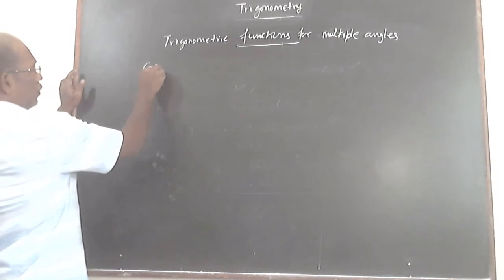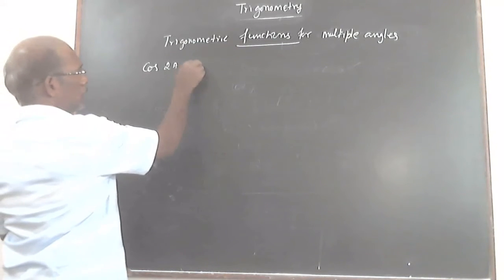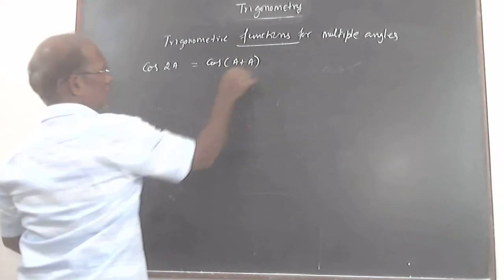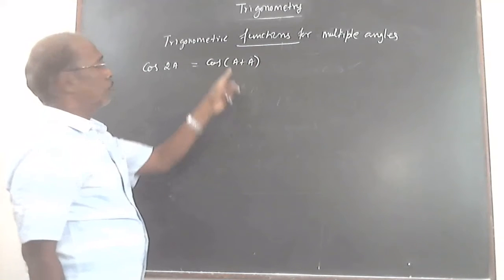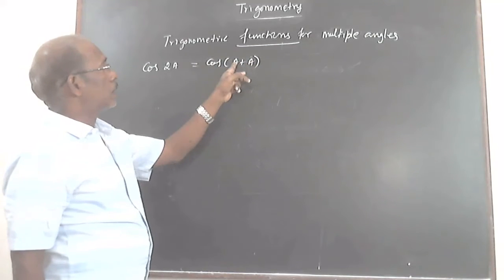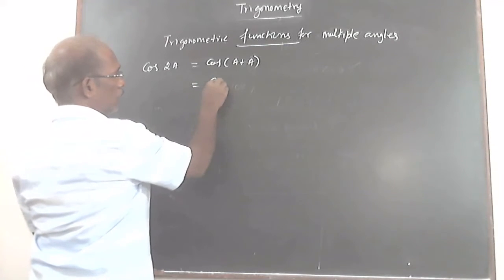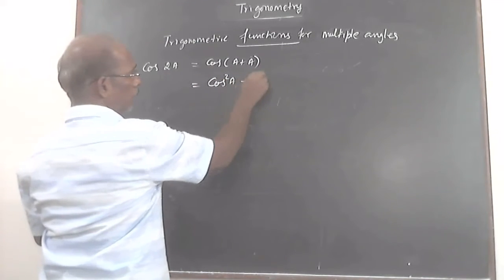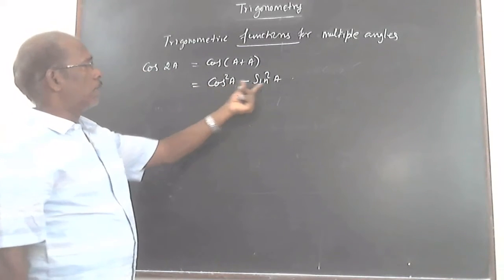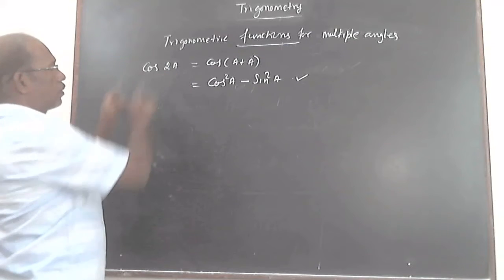And cos 2a is nothing but cos of a plus a. First angle a, second angle also a. You can use the formula cos of a plus b, which is cos a cos b minus sin a sin b. Expanding this, cos 2a equals cos square a minus sin square a. So this is one identity of cos 2a.